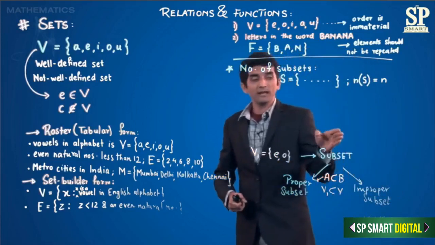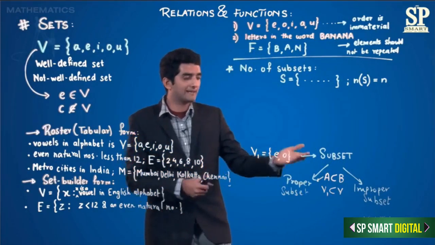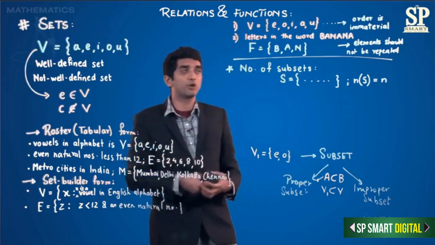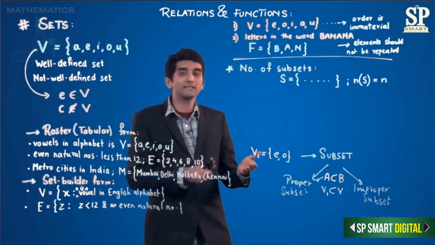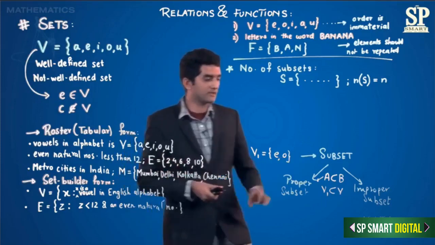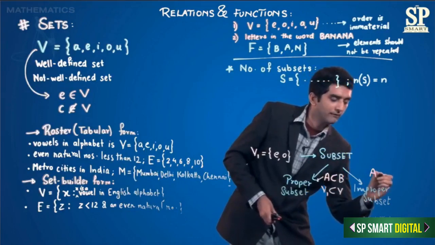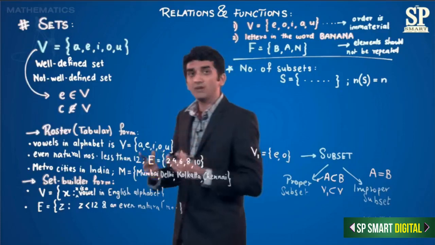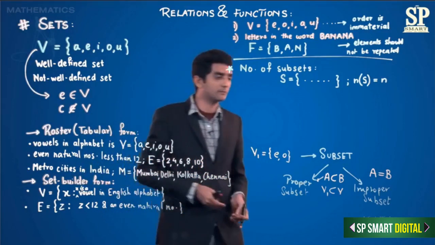And there will be a few elements in set B which are not part of set A, and that is how proper subsets are defined. There was an example that we also saw, that V1 is a subset of V, so there will be a few elements in V which are not a part of V1, hence making it a proper subset. Now an improper subset would be when A and B are absolutely equal, when A has all the elements that B has and vice versa.